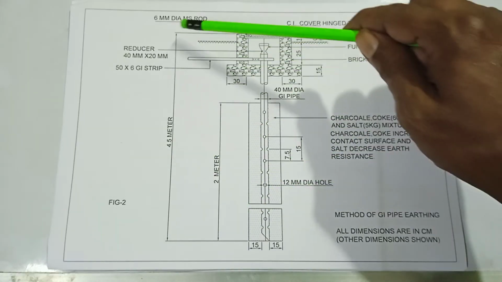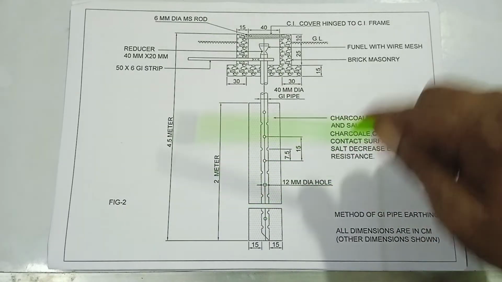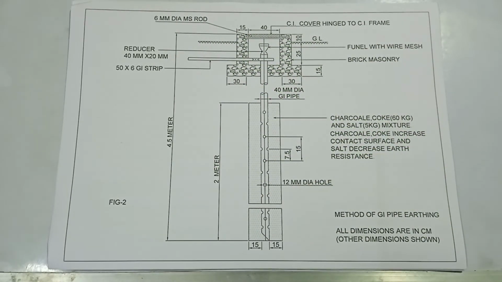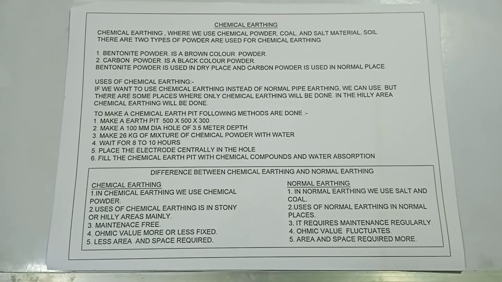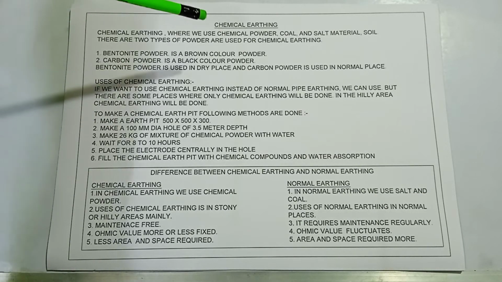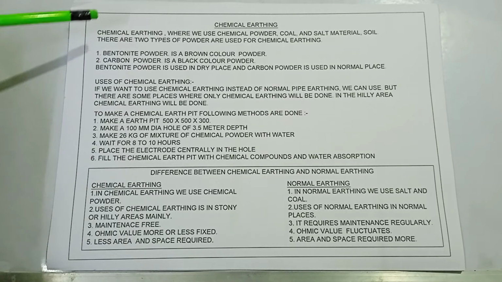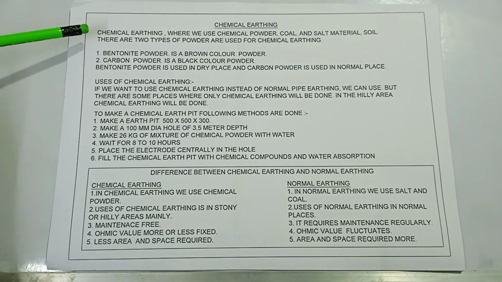This is 4.5 meter. Okay, next. Here it is chemical earthing. Chemical earthing, where we use chemical powder, coal and salt material, soil.